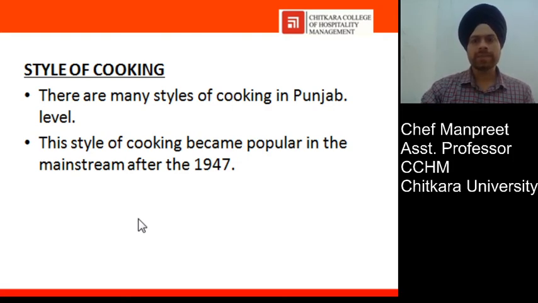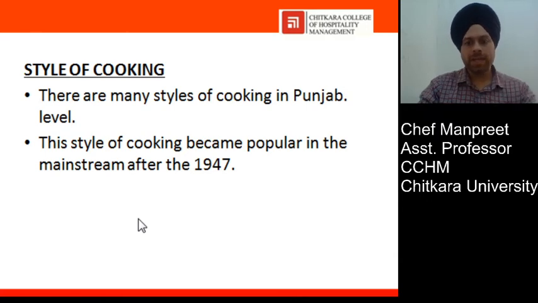The Punjabis are fond of eating tandoori food, and they also prepare makki ki roti and sarson ka saag, which is prepared overnight on a chula. That is a very slow method of cooking, known as braising in culinary terms. These cooking methods are very diverse and you can find them in Punjabi cuisine. This style of cooking became very popular in Punjab around 1947.